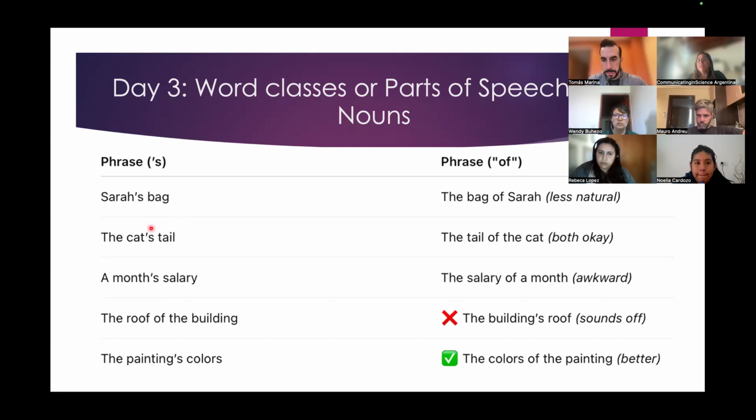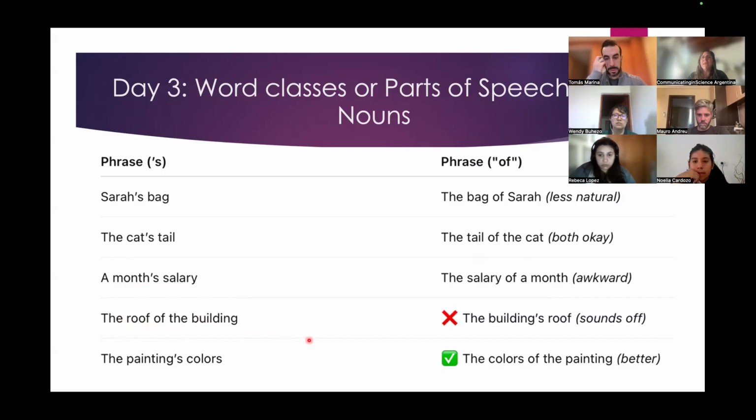Let's see. So we have Sarah's bag. Sarah is a woman. So the bag of Sarah sounds less natural. It's grammatically correct, but no native speaker will say this. The cat's tail. The tail of the cat, you could say this, depending on what you want to say. In general, we tend to use the shorter version. A month's salary. Mi salario mensual. The salary of a month is awkward. It sounds awful.